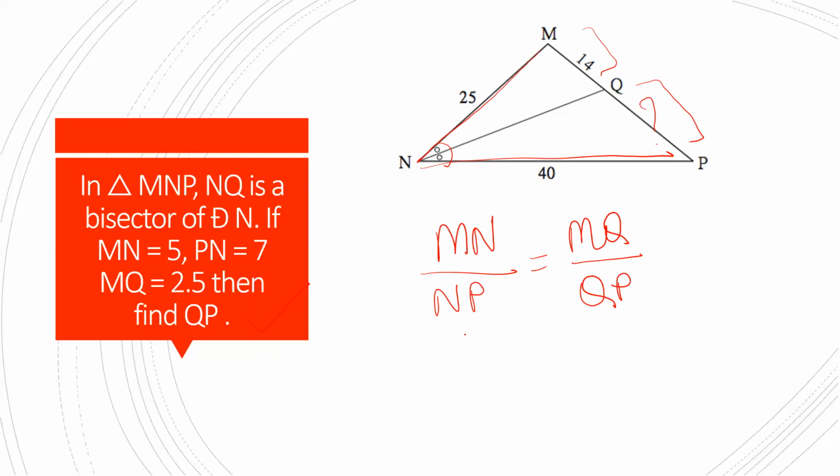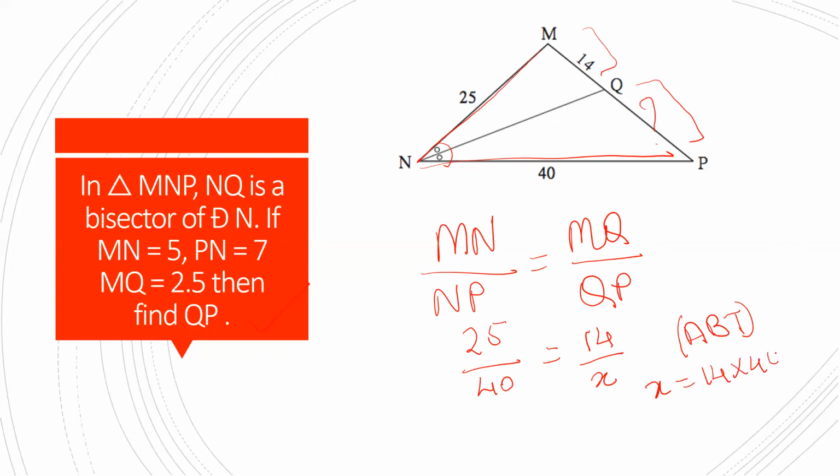Now MN in this sum is given as 25 upon 40, which is equal to 14 upon an unknown. And this is got by the angle bisector theorem. Cross multiply, x is equal to 14 into 40 upon 25. 5 5s are 25, 5 8s are 40, and you can solve for and conclude your answer, which I would like you to think about and leave it with your solution rather than me teaching you how to go ahead with the calculation.